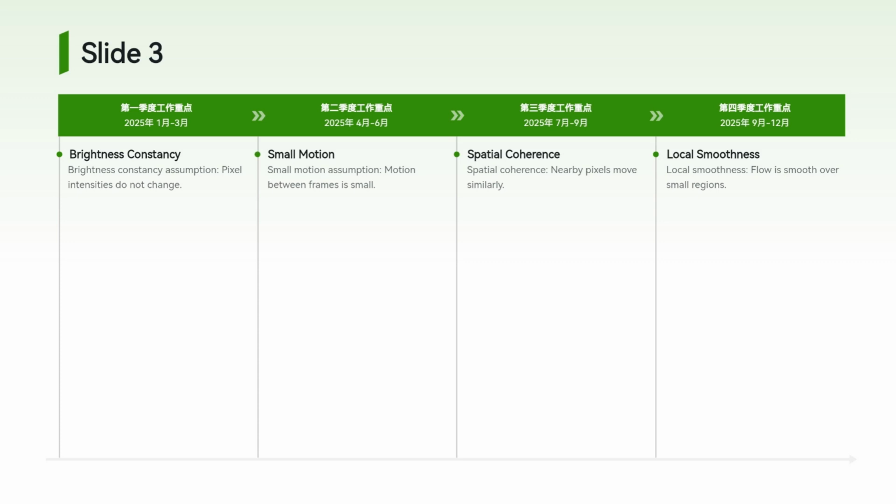Spatial coherence. Nearby pixels generally exhibit similar motion. This assumption is especially important in homogeneous regions where there are no significant texture variations. Local smoothness. The flow is assumed to be smooth within small regions. Sharp discontinuities in flow are generally treated as noise, and additional methods may be used to handle them. These assumptions simplify the complex task of computing optical flow, but also limit its application in cases where the assumptions are violated, such as in high-speed motion or scenes with large illumination changes.